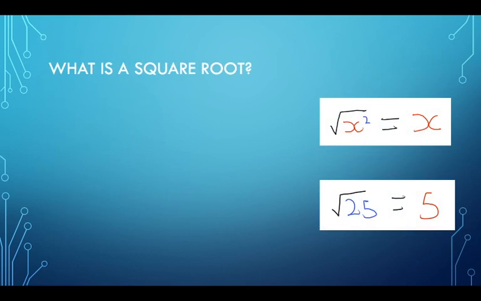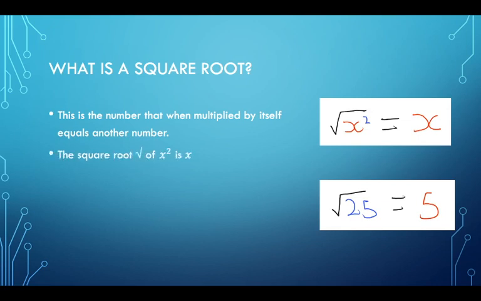So what is a square root? This is the number that when multiplied by itself equals another number. So the square root of x squared is x. That's what we're looking for when we look for the square root. If x squared is equal to 25, then x equals the square root of 25, which is 5. This is because 5 squared is 5 times 5, which equals 25.